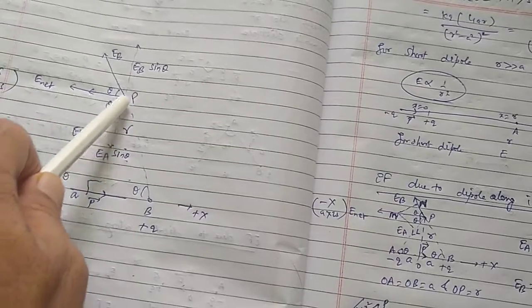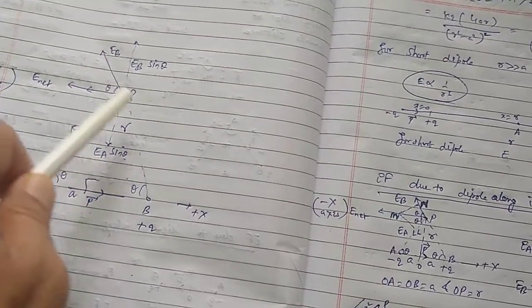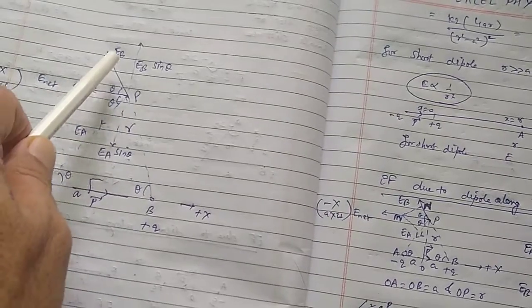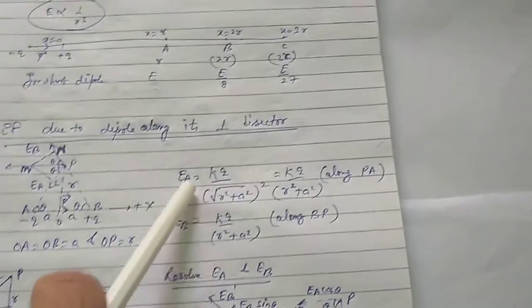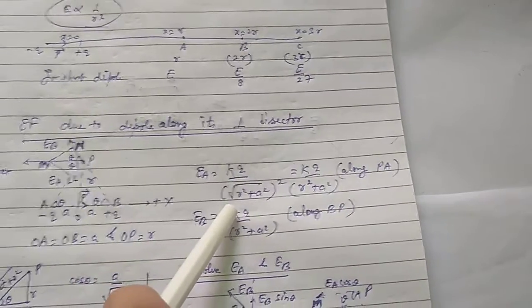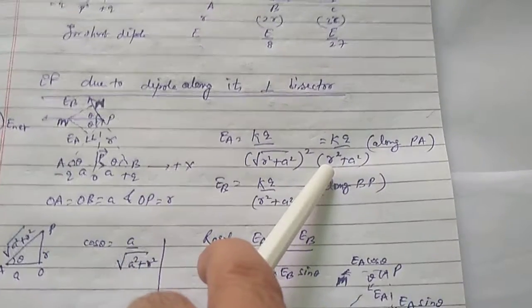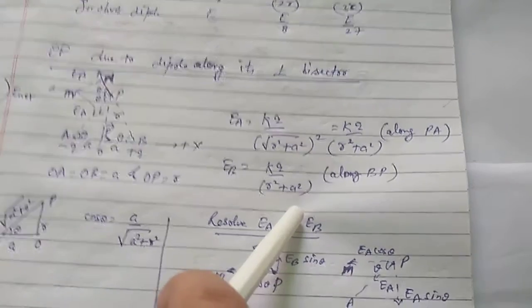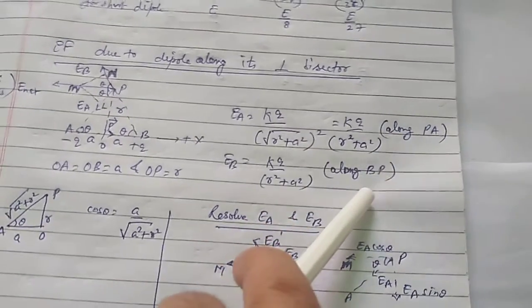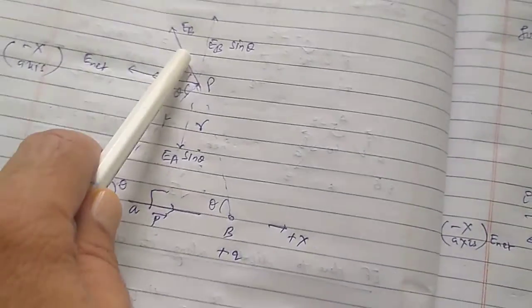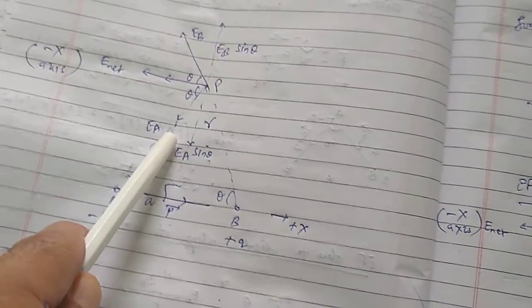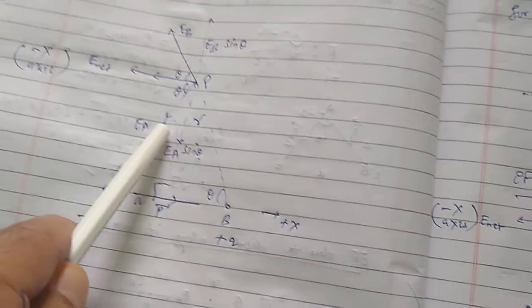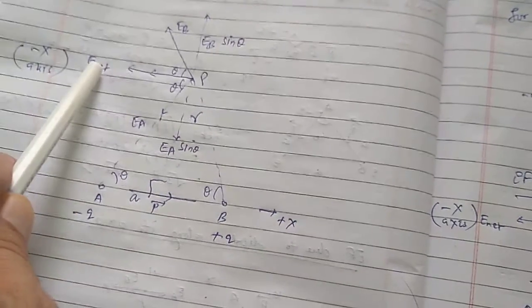And you know that if you draw the parallelogram, the net electric field is given by the diagonal. Since EA and EB are equal in magnitude, because it is KQ upon distance whole square, and the distance you know is under root R square plus A square, that gives you KQ upon R square plus A square. EB is also KQ upon R square plus A square. The direction I have just told you. These are equal in magnitude. When the adjacent sides of a parallelogram are equal in magnitude, then the diagonal will be the bisector of the angle.